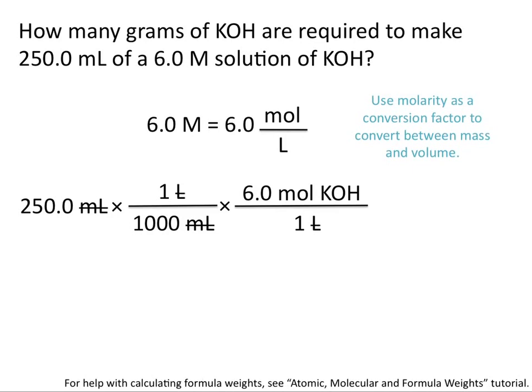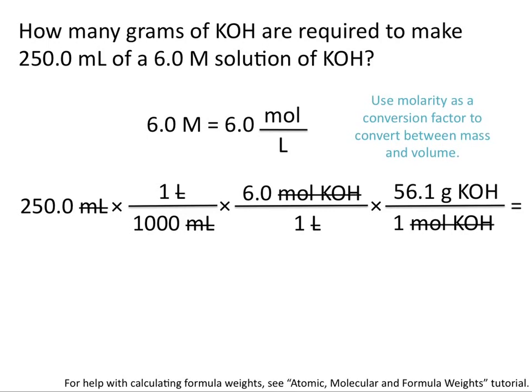If we were to stop this problem now, we would have an answer in moles of potassium hydroxide. But our question is asking us for how many grams of potassium hydroxide. And so we need to convert from moles to grams using the molar mass of potassium hydroxide, which is 56.1 grams per mole. This allows us to cancel out the units of moles and gives us a final answer of 84 grams of potassium hydroxide.